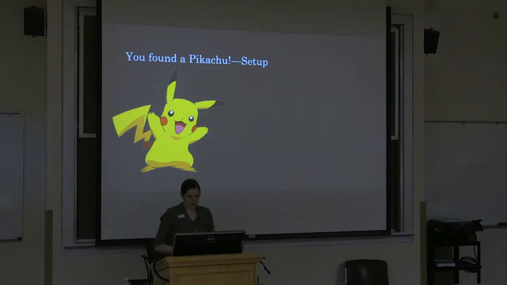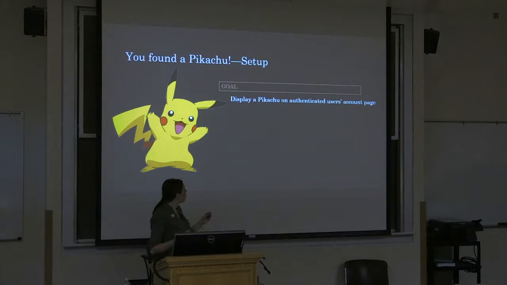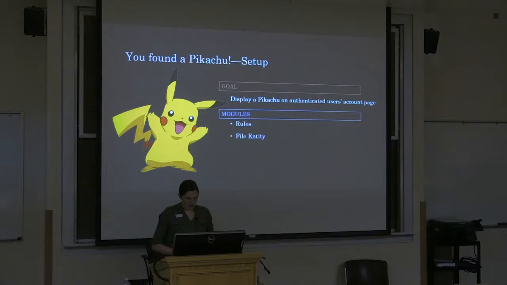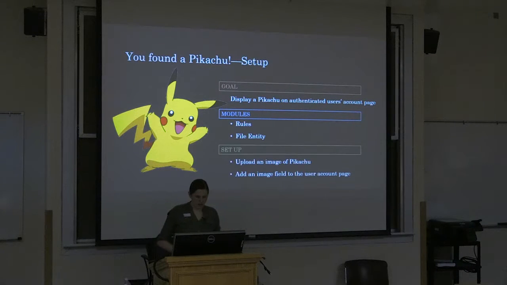We're going to create just a very basic rule using Pikachu. The goal of this basic rule is to, on the user's page, just display an image of Pikachu. We can do this with rules. We're going to say it's only for authenticated users, so people who aren't logged into the website will not see Pikachu. The two modules that we're using are rules, obviously, and file entity, just so we can work with uploaded images.